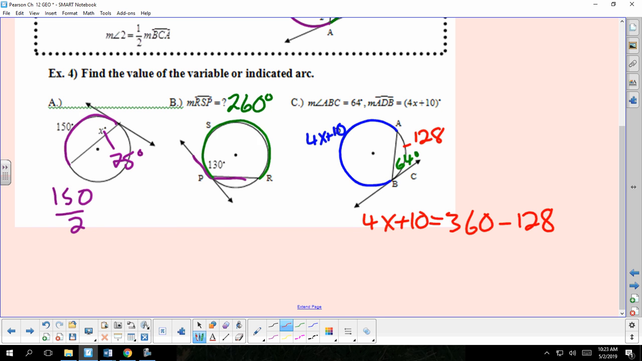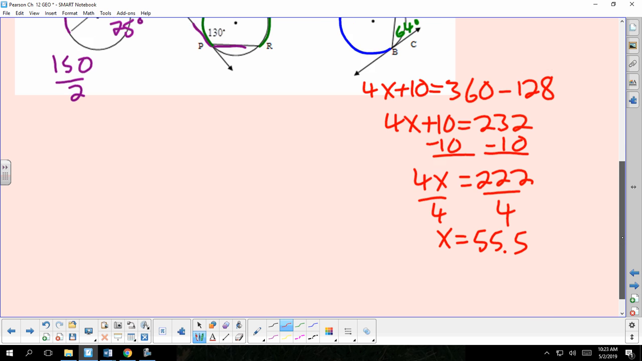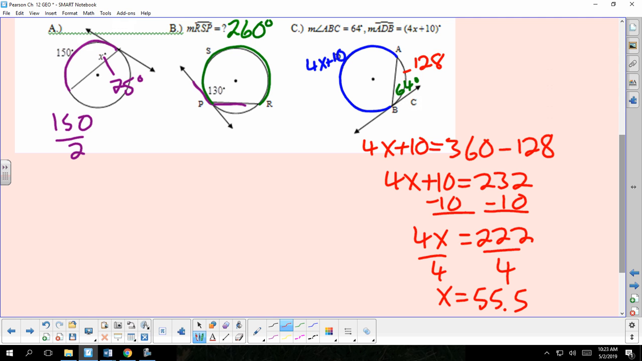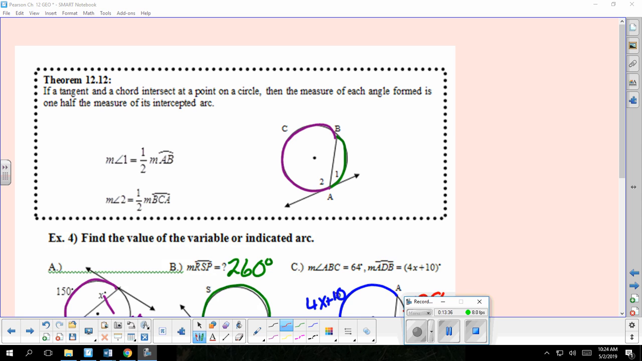Go ahead and take a second and solve that. Again, x is 55.5. Questions on that?